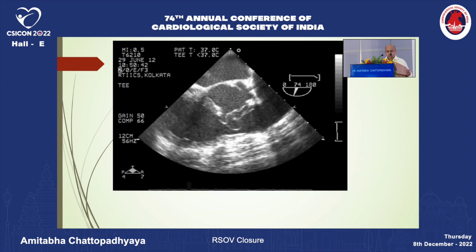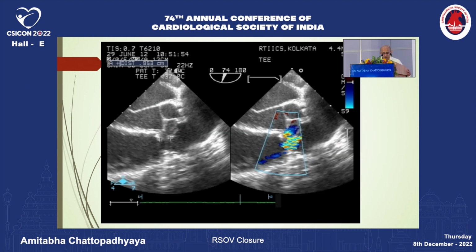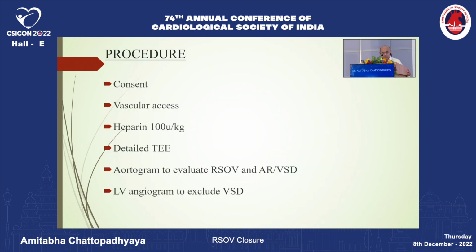All these are still pictures intentionally used, and this was a picture where we have shown the windsock and the diameters. So the procedure: first is consent. With the vascular access, we usually obtain the groin accesses and an arterial access on the left side just for arterial monitoring post procedure. Heparin at 100 units, a detailed TEE and aortogram to evaluate the RSOV, aortic regurgitation and VSD, and an LV angiogram to exclude VSD is a must.